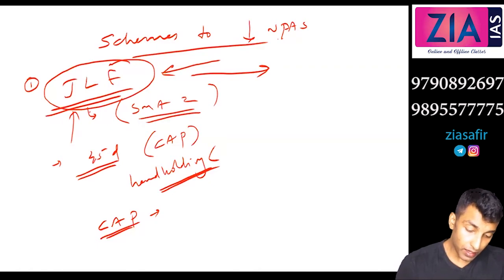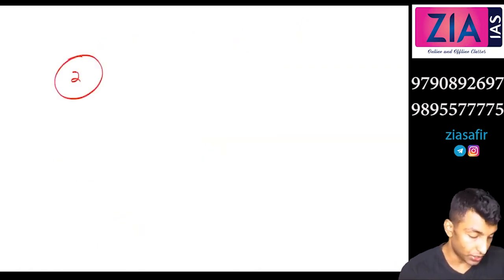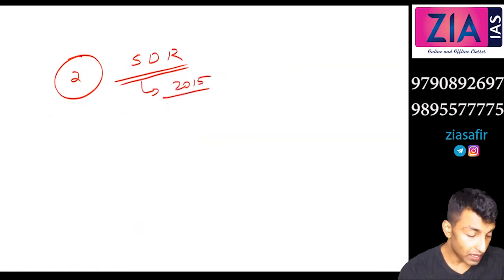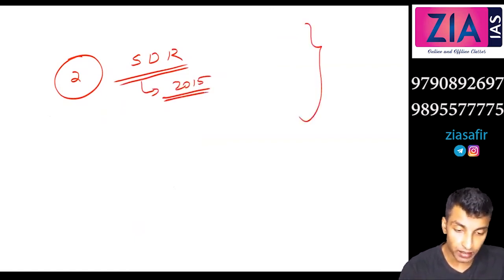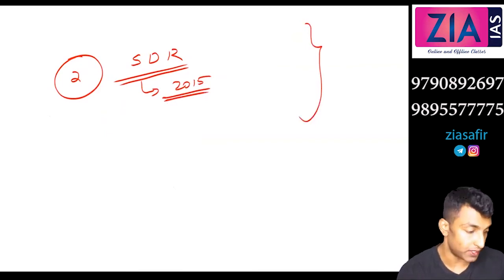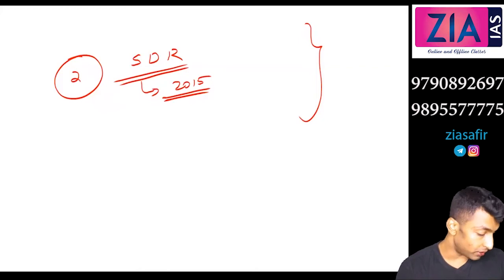Now the second point that you can write here is strategic debt restructuring, SDR. So RBI issued SDR guidelines in 2015. See, these all you need to remember, and if a question is asked related to NPA, you need to write all these schemes. JLF you need to write, SDR you need to write. That's why I'm dictating this.